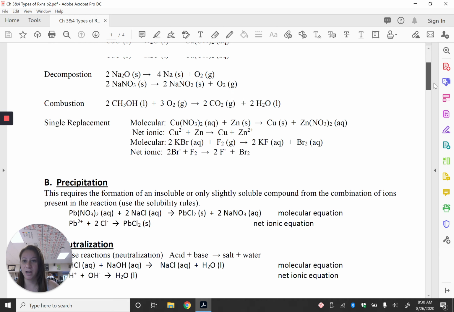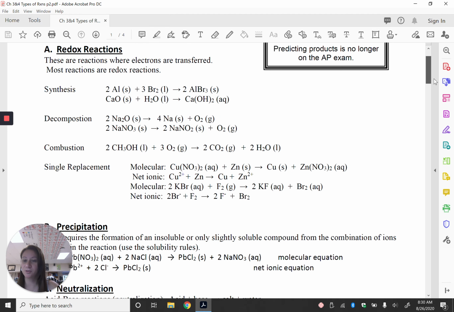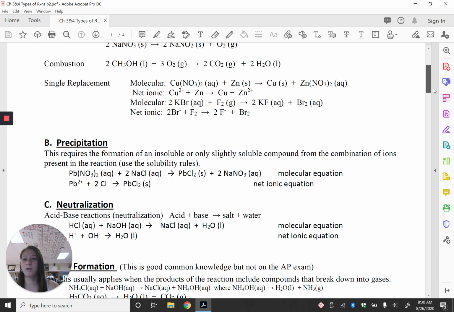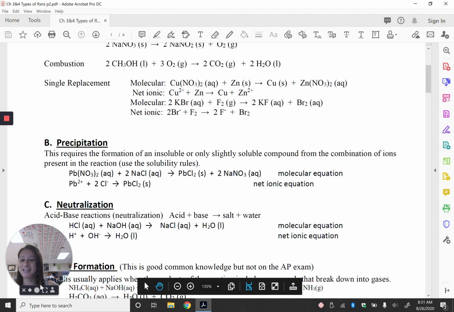So to review, we have 3 types of reactions that you need to be able to recognize. We have redox reactions, we have precipitation reactions, and then we have neutralization reactions. So when you look at a reaction, you need to be able to assign it one of those 3 types.